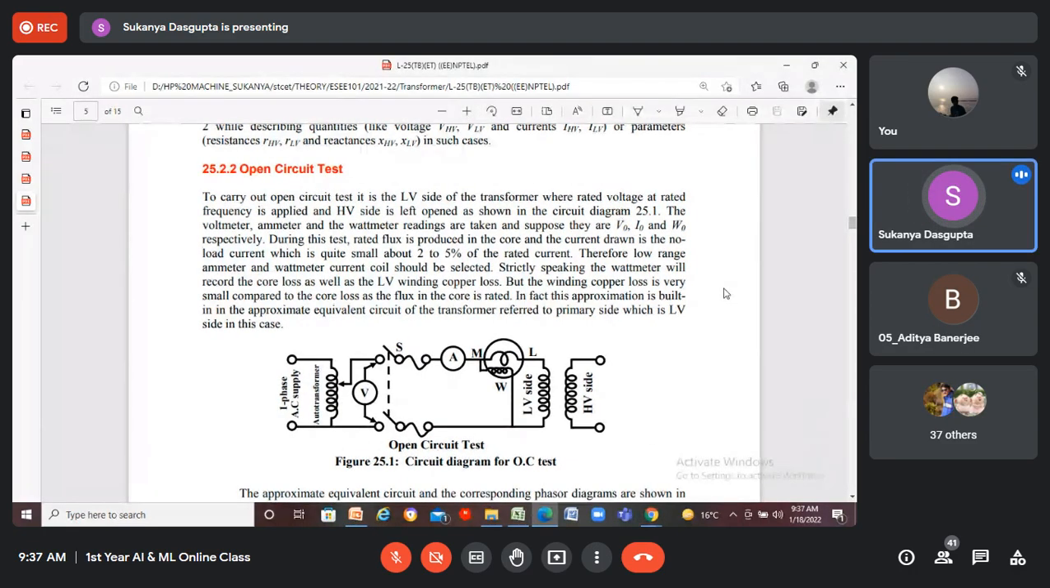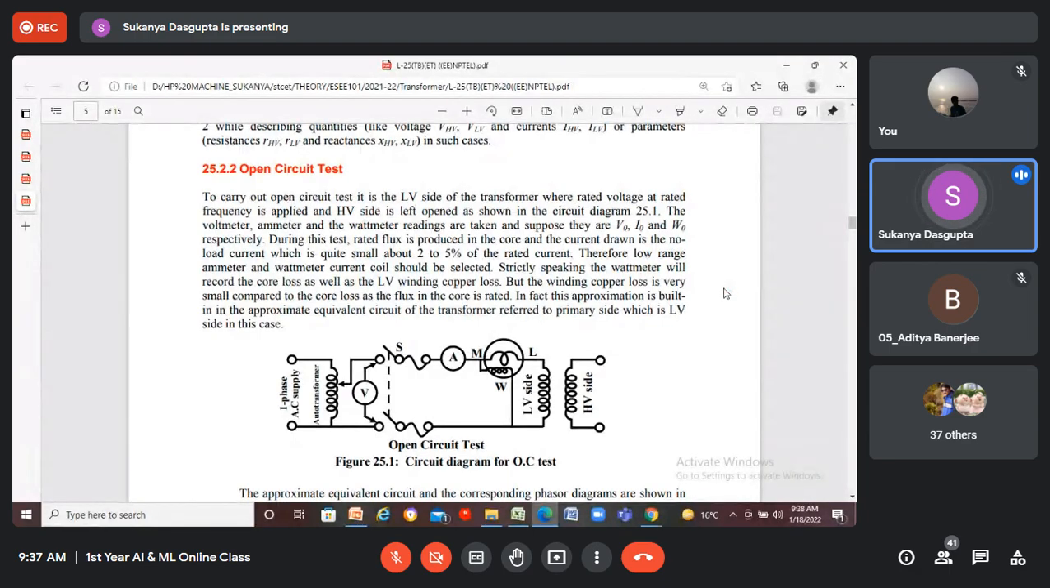Let me explain the open circuit test and short circuit test briefly before going to the numerical part. These two tests are very important tests in a transformer, but they are not included in your theory syllabus. Why do we perform these two tests? Probably you have performed them virtually in your basic electrical laboratory class.